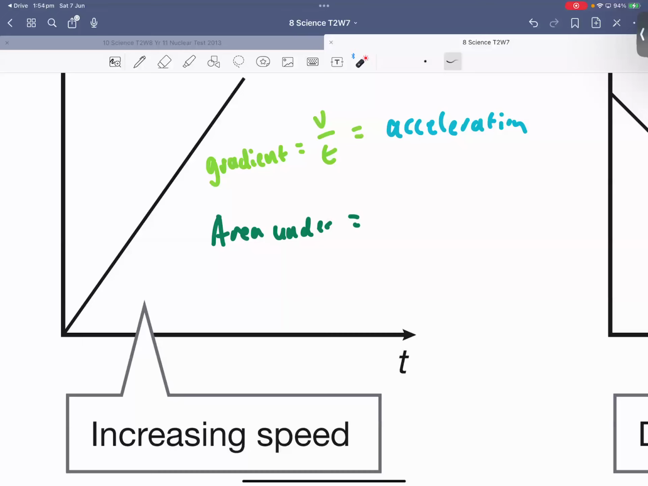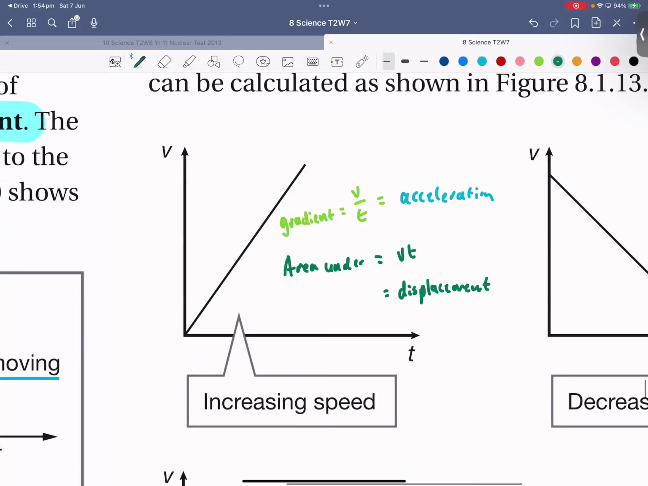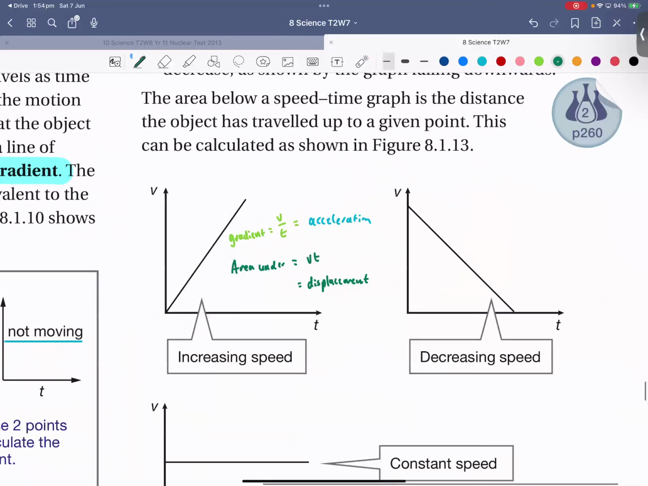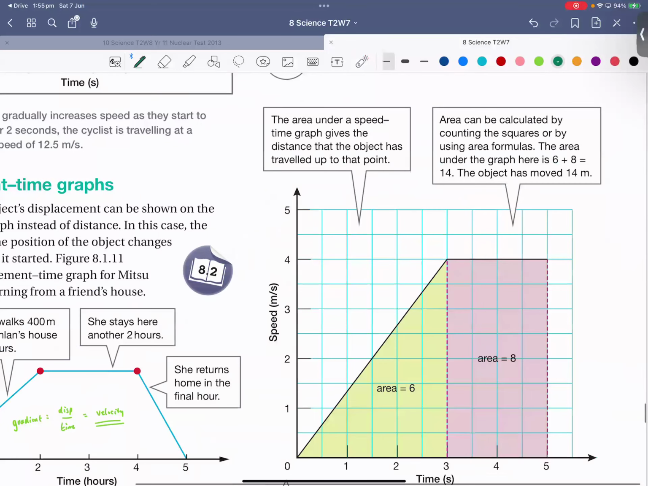Guys, how do I find area under the graph? What do I do? Multiply the axes. What's v times t equal to? No, that's v divided by t. What's velocity by time equal to? Displacement. Specifically change in displacement, but yeah. And guys, if it's a speed-time graph, it's distance and average speed respectively.